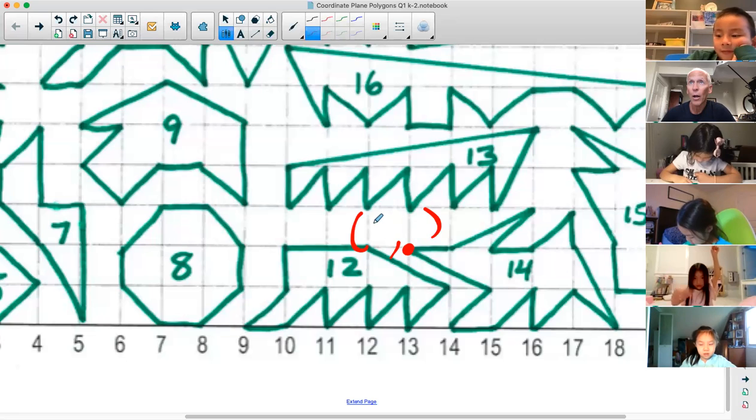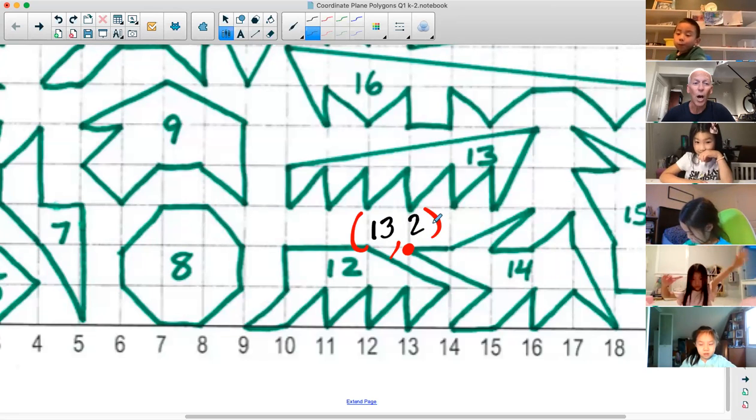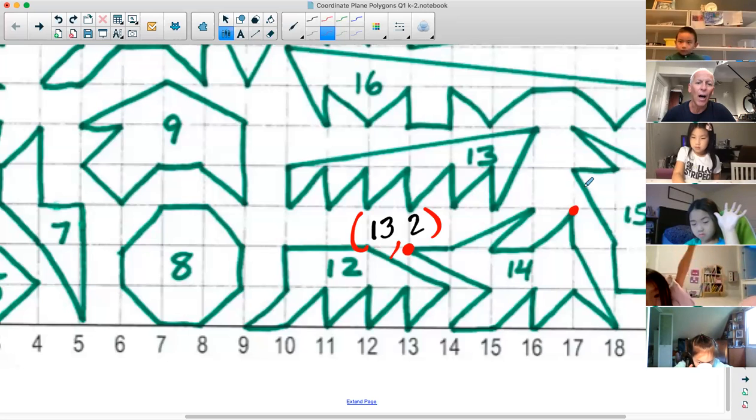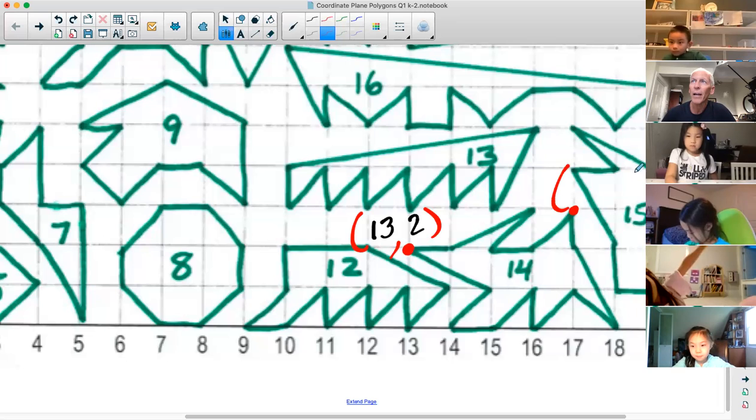The elevator is 13, and the floor is 2. Alice, that was unbelievably beautiful. Now, who's going to take the next one? The next one is going to be the end of his tail. The end of his tail. I'm going to go with Valerie. Go, Valerie.